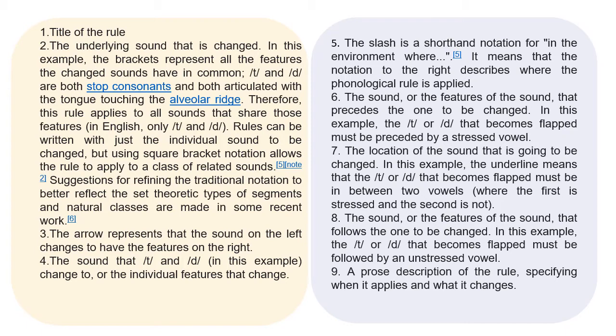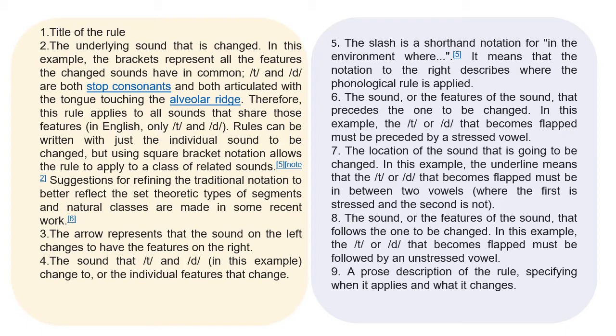The first one is the title of the rule. The second one, the underlying sound that is changed. In this example, the brackets represent all the features the changed sound have in common. T and D are both stop consonants and both articulate with the tongue touching the alveolar ridge. Therefore, this rule applies to all sounds that share those features. In English, only T and D.